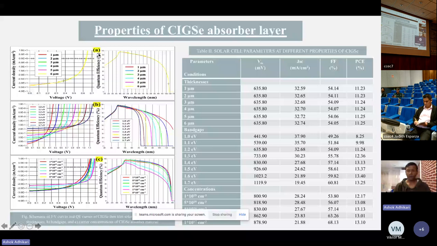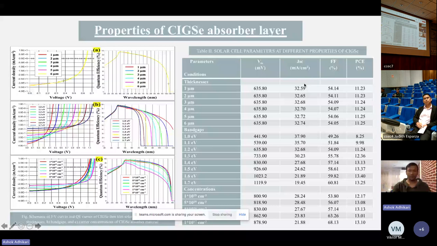From the results in the table, we have shown the open circuit voltage, short circuit current density, fill factor, and efficiency. Here the efficiency is increasing very slightly. However, the increment is due to the increase in the short circuit current density by absorbing the photons. With increasing thickness, the absorption of photons also increases.